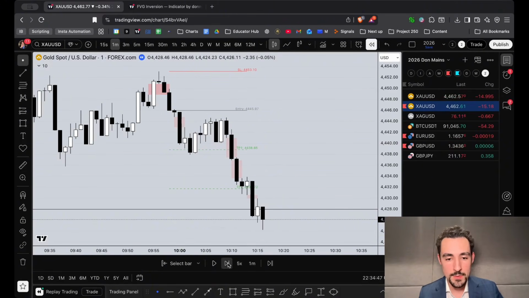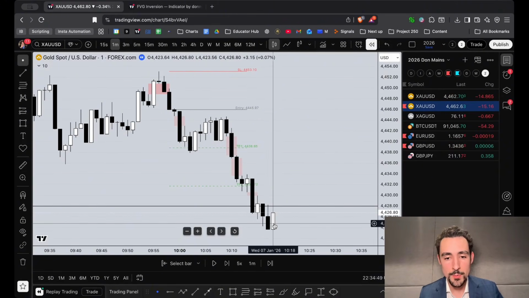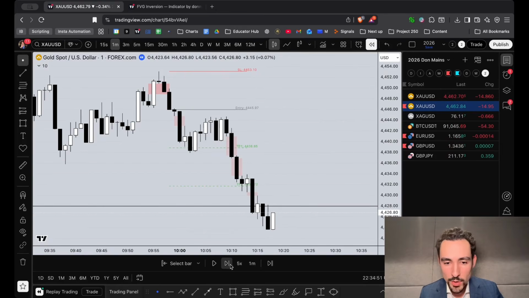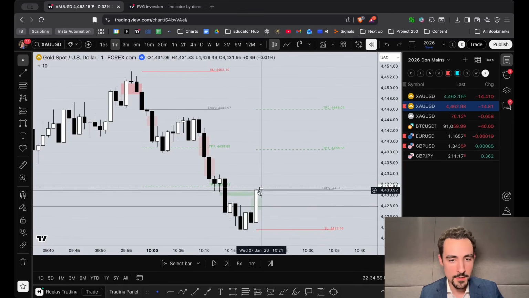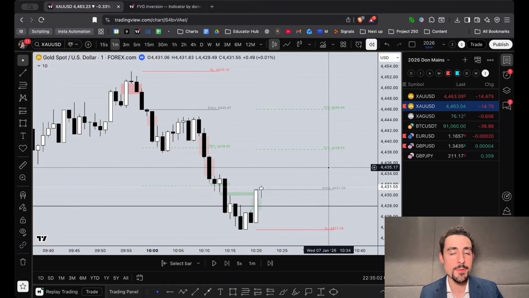But at a glance, as we continue to play out price, this is going into around 10:20. The 1-minute time frame, you'll notice, gives an inversion right here. Okay, as soon as we get candle closure above this fair value gap, this is where your entry and exit parameters are going to be given to you with the indicator.